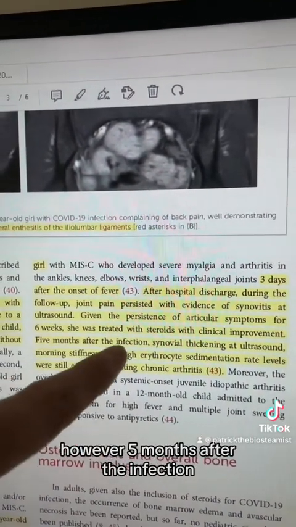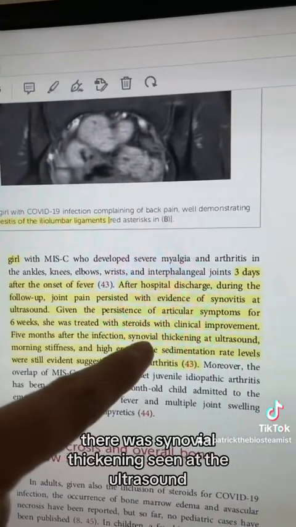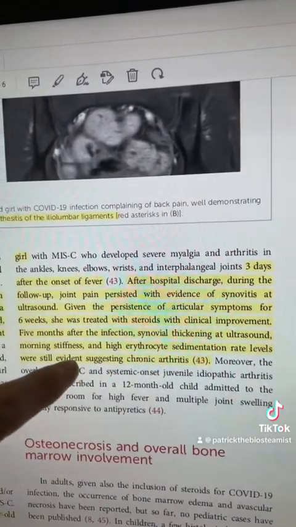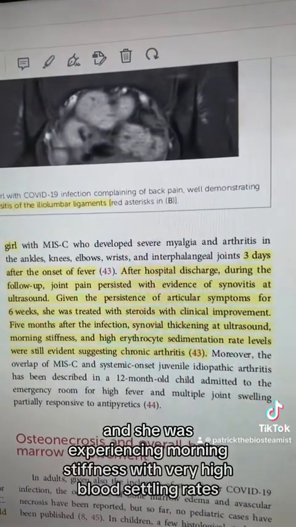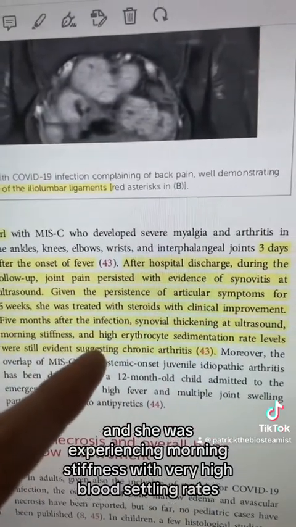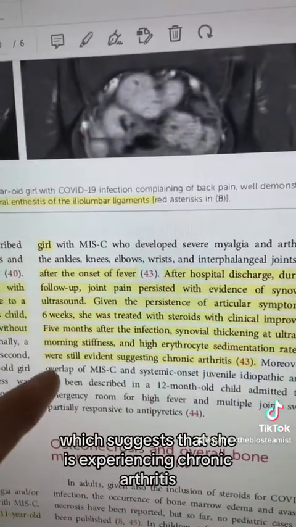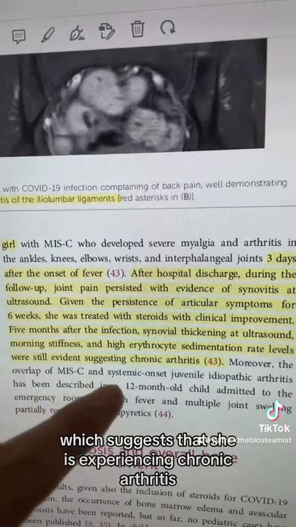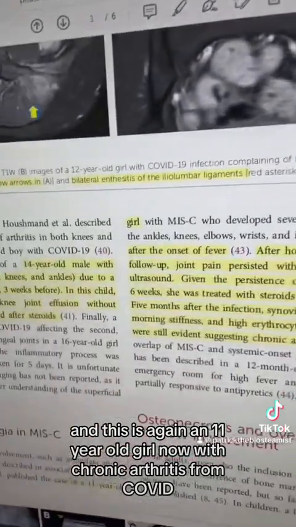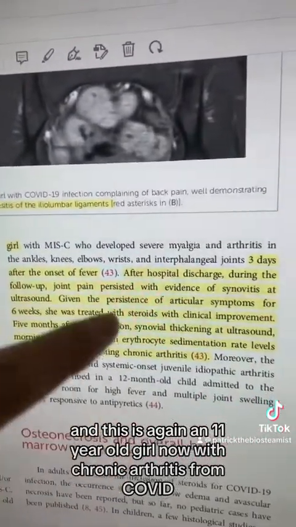However, 5 months after the infection, there was synovial thickening seen on the ultrasound, and she was experiencing morning stiffness with very high blood settling rates, which suggests that she is experiencing chronic arthritis. And this is, again, an 11-year-old girl now with chronic arthritis from COVID.